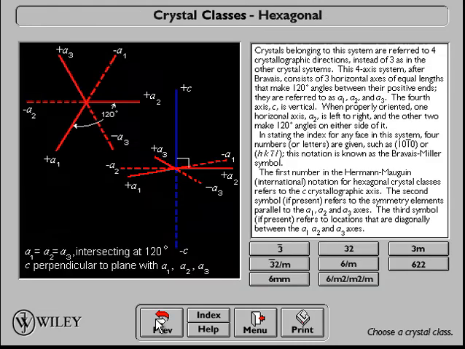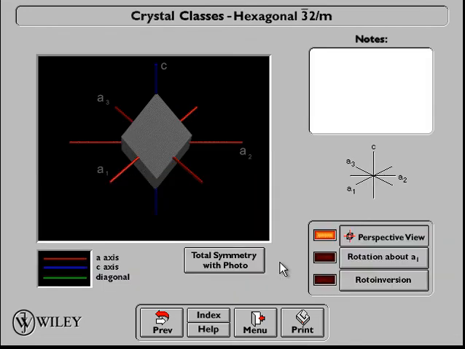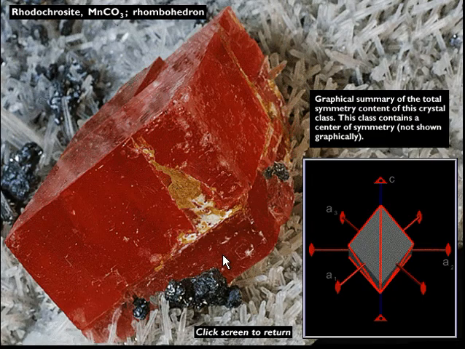Now we are going back and going to the 3-fold roto-inversion, 3 2/m. It is also hexagonal. We have a 3-fold roto-inversion and 2, and then we have mirror planes inside, and a 2-fold rotation axis inside. So we are going again to the total symmetry with a photo. Here we have a nice example of a rhodochrosite, a manganese carbonate, forming a rhomboedron.